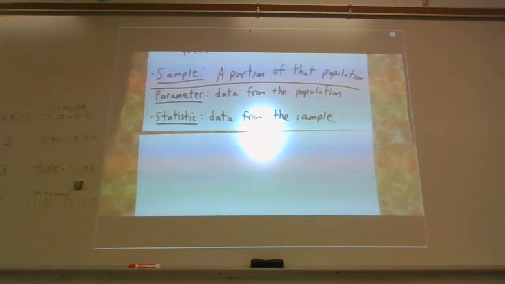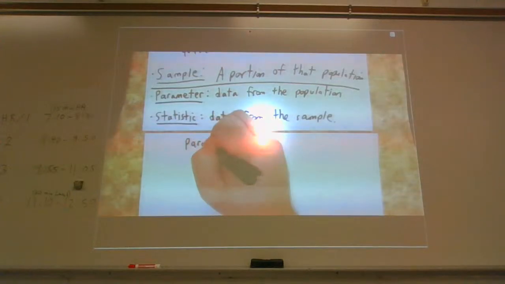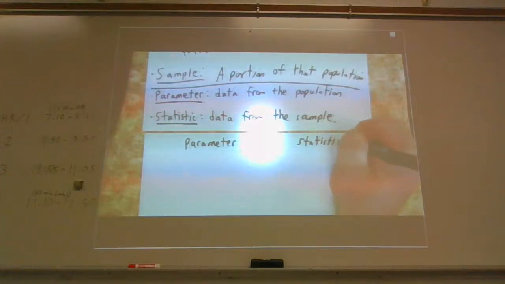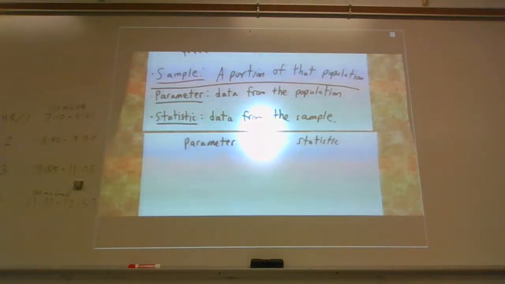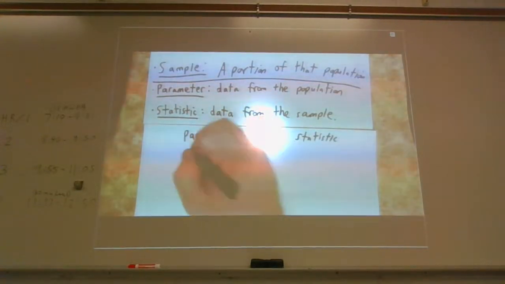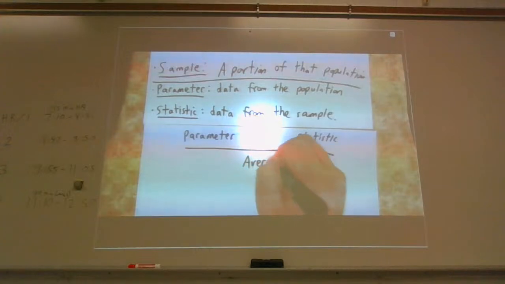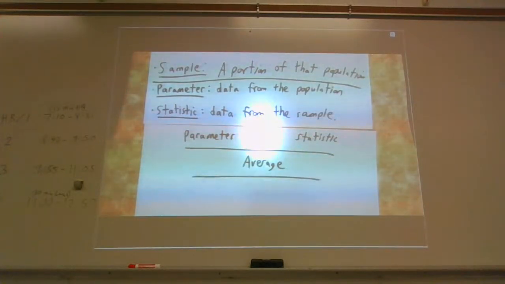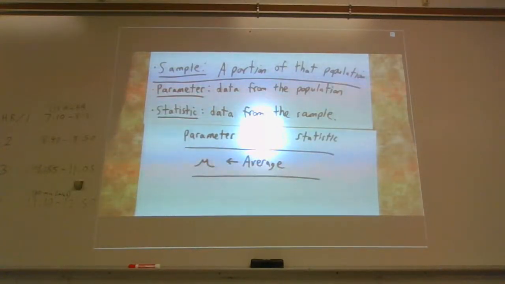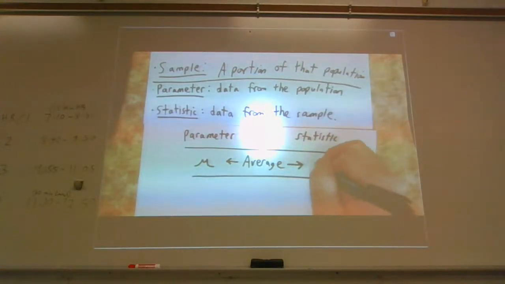Furthermore, when you are dealing with parameters versus statistics, you may have to use different notation. And I'm sorry, you're in AP Stat, you're going to have to use the proper notation. If you're not going to use the proper notation, then things will be marked wrong. For example, if I want to talk about averages, with a parameter, I have to use that symbol. If I'm dealing with a statistic, I have to use that symbol.